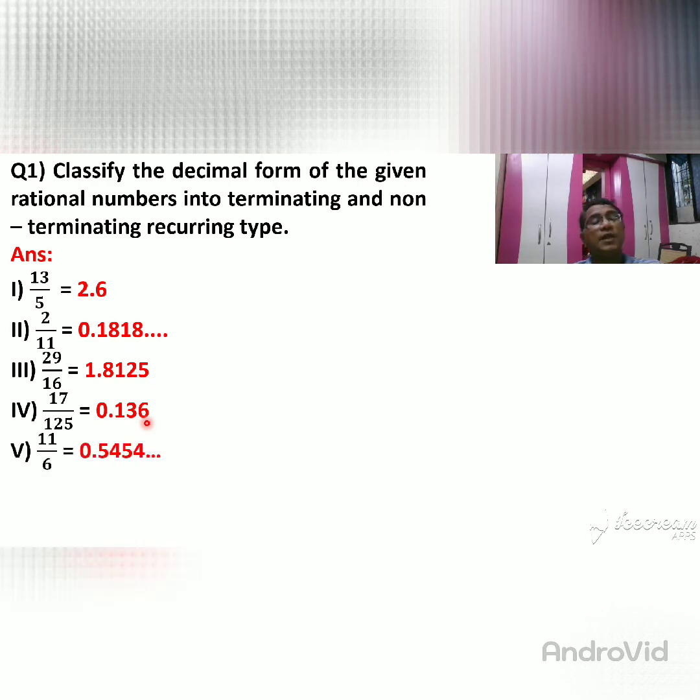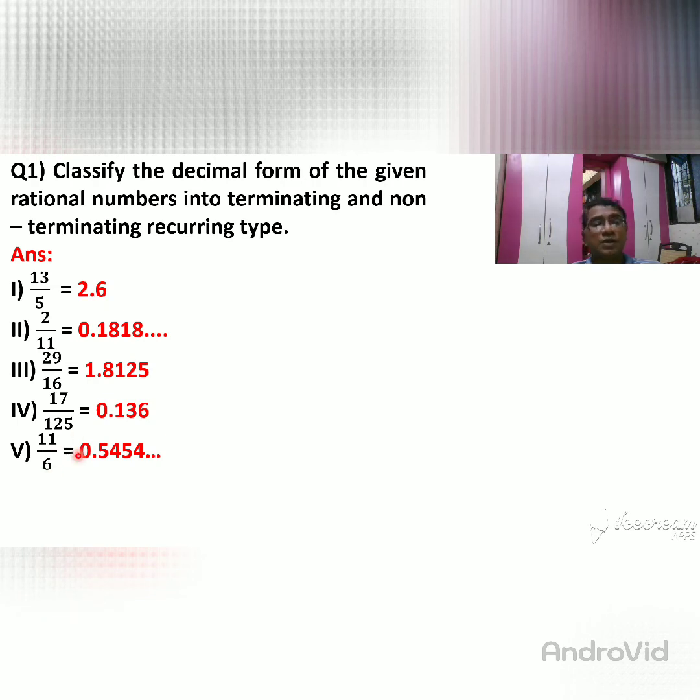Then 11 upon 6. 6 is divided into 11. 6 ones are 6. Okay, sorry. This is the wrong answer you are getting. You see the divide process; this is the wrong answer. It was written by mistake. So please do it correctly.